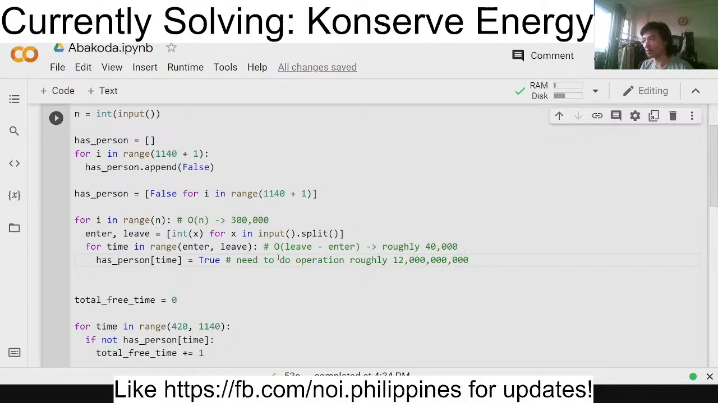Roughly this amount, this number of times. And that's just too slow, right? We know we can only do up to 10 to the 7 operations in 1 second. So this is already like 12 times 10 to the 9. Okay, that's too big. So we need a better idea.